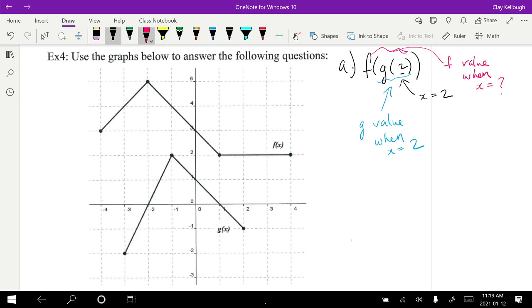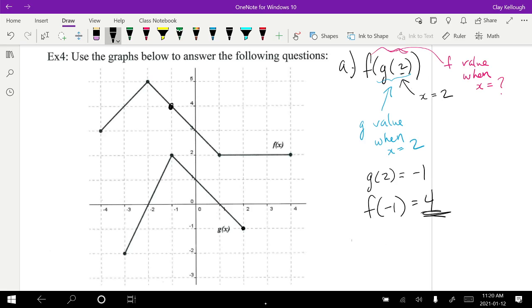So first, let's find g of 2. When x is 2, the g function is -1. So now f of -1: when x is -1, the f function's value is 4. So there we go. That's the answer we get. We get the answer 4.